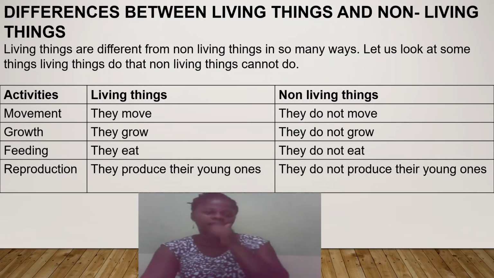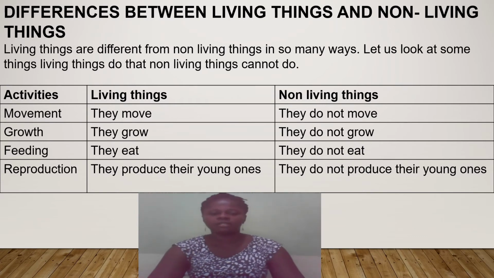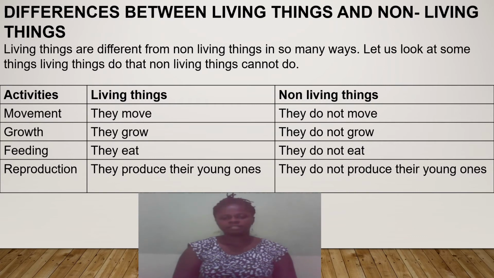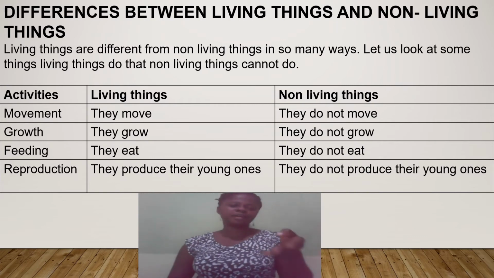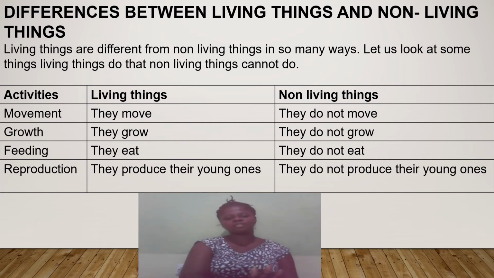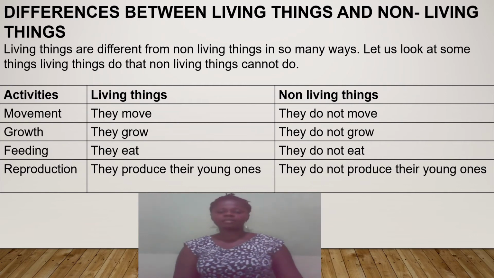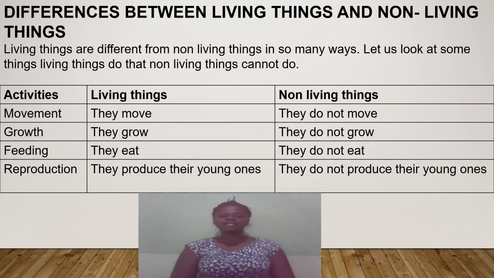Alright, now let's look at the differences between living things and non-living things. There are certain activities outlined at the first side of the table. Under the activities, we have movement, growth, feeding, and reproduction. We are going to look at which ones living things perform and which ones non-living things perform. Living things perform all of these activities. They can move, they can grow, they can eat and produce their young ones.